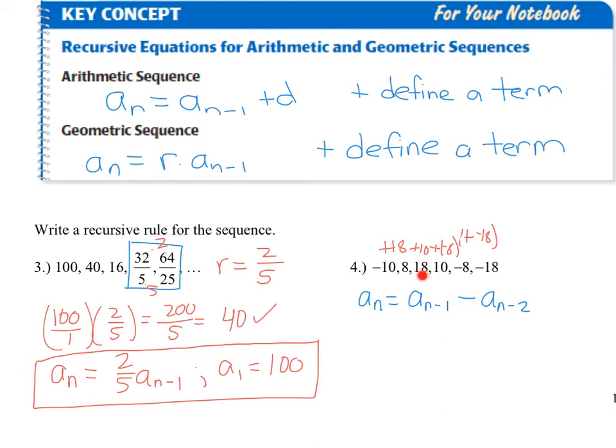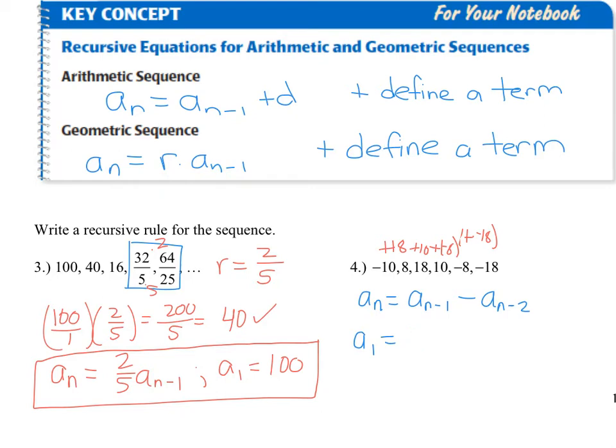So for example, to get 18, I have to take the one before it, which is 8, and subtract from it the one before that, which is negative 10. 8 minus negative 10 is 8 plus 10, which is 18. If I want to get 10, I have to take the one before it, 18, subtract 8 from it, which is 10. So I need to define two terms for this one because I need two terms to make my pattern work.